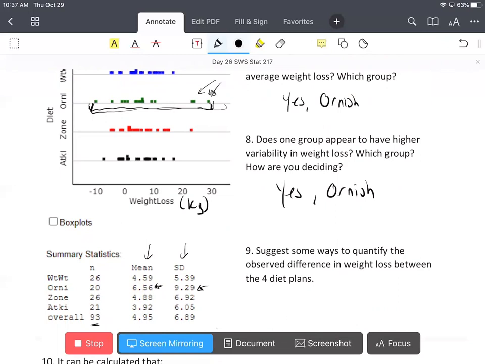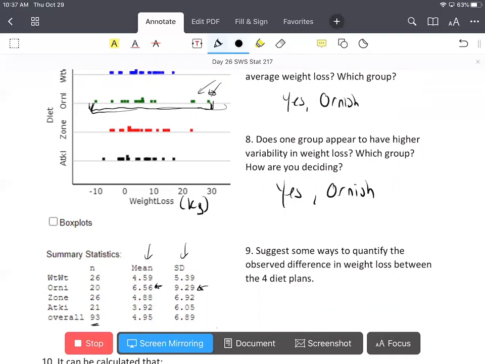So suggest some ways to quantify the observed difference in weight loss between the 4 diet plans. Well, okay, let's think about this. If we were just comparing 2 plans, it would be easy. I would personally just take the difference in the means, take the difference in the statistics and see if it's a meaningful difference.